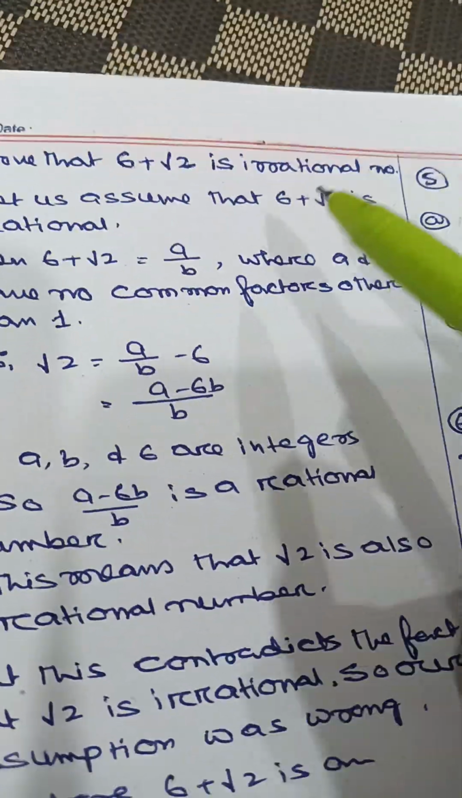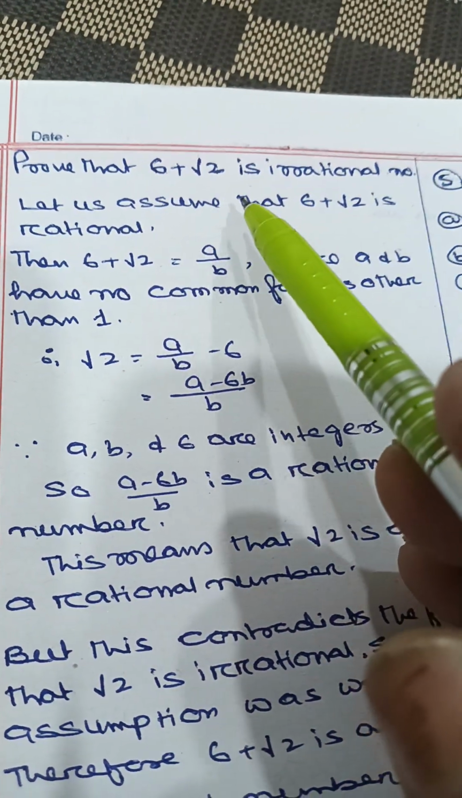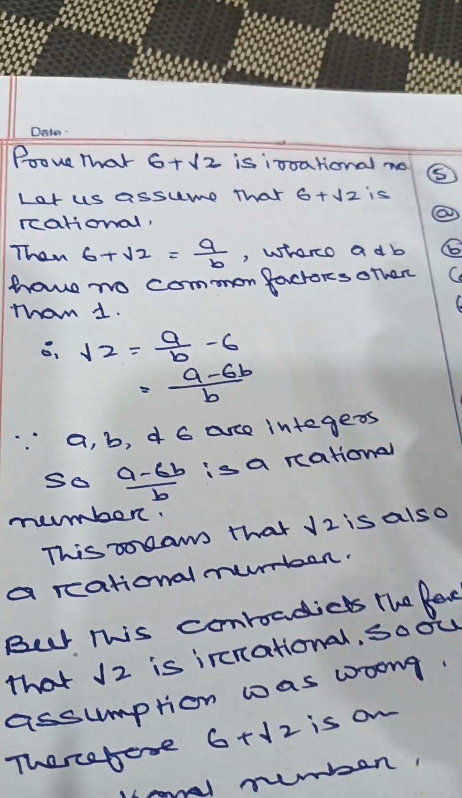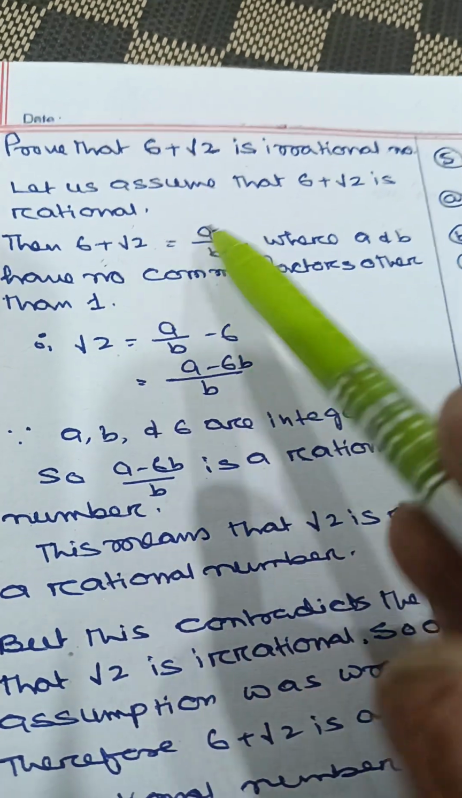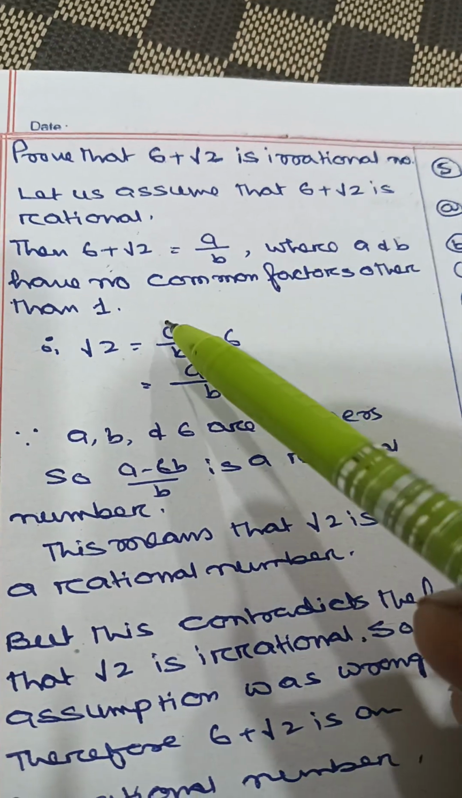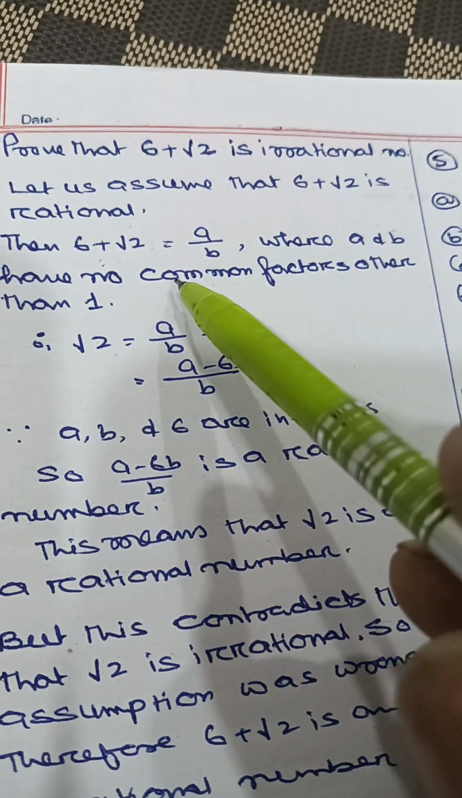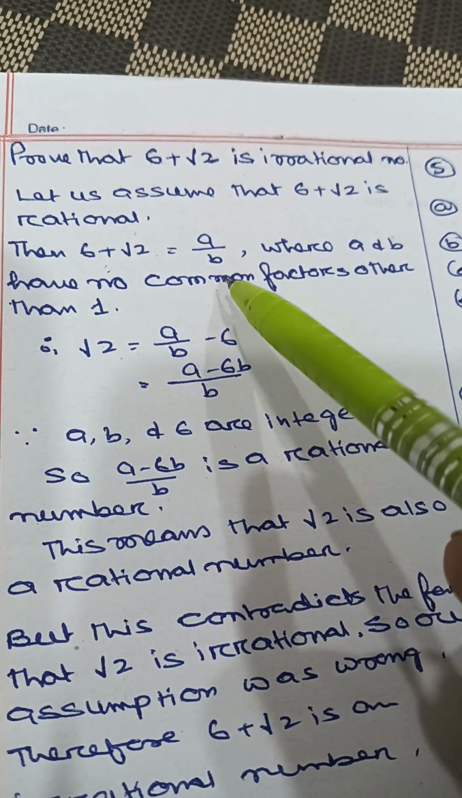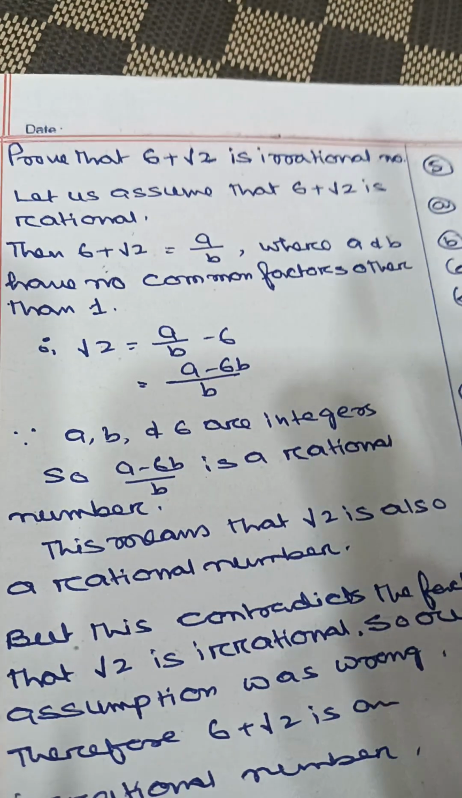Now question number 3, part 3. Another question: prove that 6 plus root 2 is an irrational number. Very easy. Again, you consider it is rational, and therefore it can be written in a by b form, where a and b are integers. You remember, since we have written this in rational form, it means there is no common factor of a and b. That is, a and b cannot be divisible by any other number except 1.